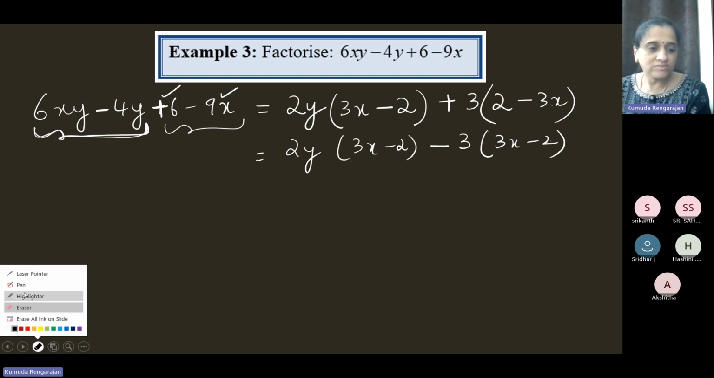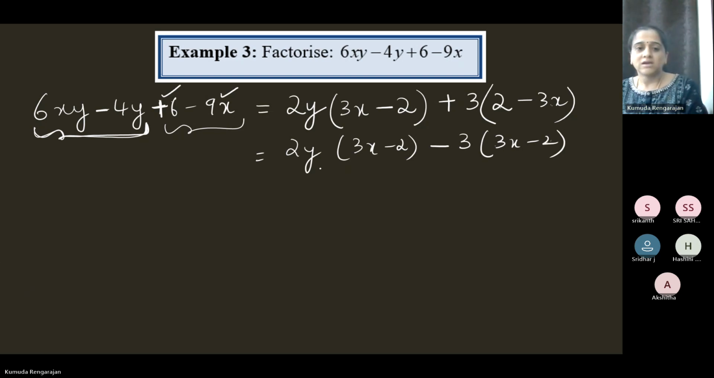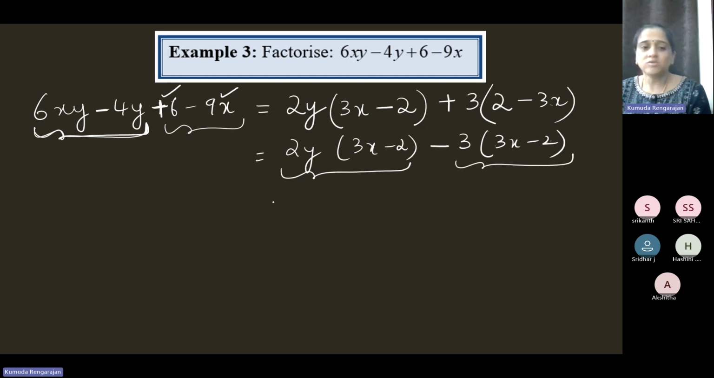Now, after this, this term and this term, what is common? 3x minus 2 is common, right? Normally in schools they say 3x minus 2, 3x minus 2, so write it once. It's not writing once. What's again common between these two terms? 3x minus 2 is common, right? So put it out. That's common.